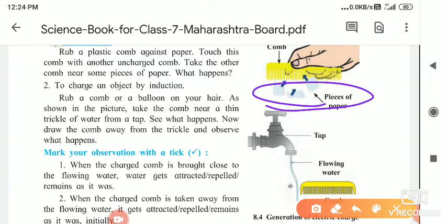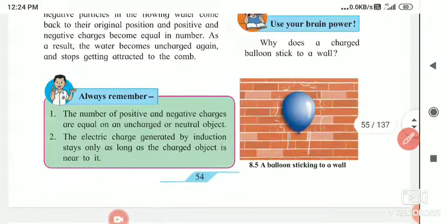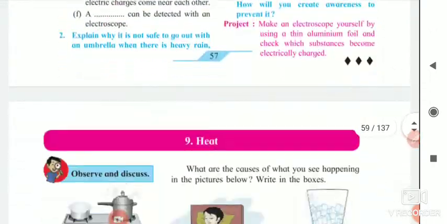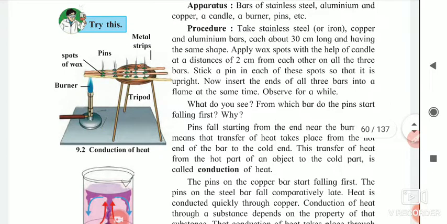And second, in this experiment you have to show me that when you rub the comb on your hair and take it near slowly flowing water from the tap, it is attracted towards the comb. You are going to show this experiment. Okay, that is the static electricity experiment.